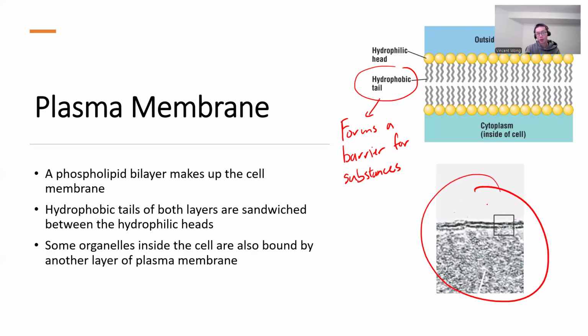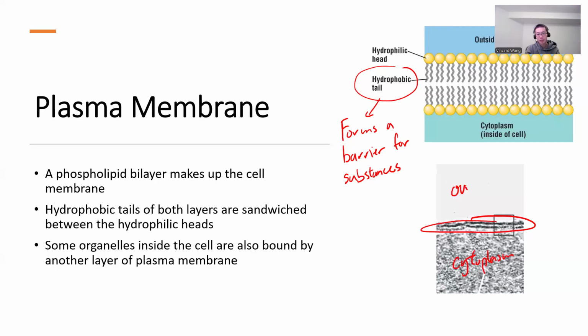This is a real picture of the cell membrane using one of those high power microscopes, right? The cell membrane is just this thing right here. This is the cytoplasm. This is the outside. And the cell membrane, you can see there are two darker lines with a white gap in the middle. The white gap is where the tails are. And the two dark black lines are the hydrophilic heads. Okay.